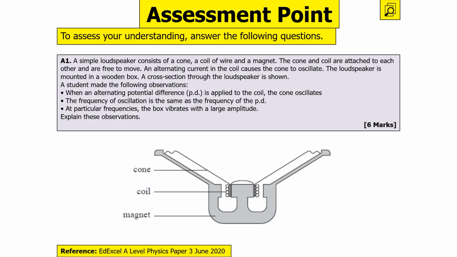The next question says, a simple loudspeaker consists of a cone, a coil of wire and a magnet. The cone and the coil are attached to each other and are free to move.